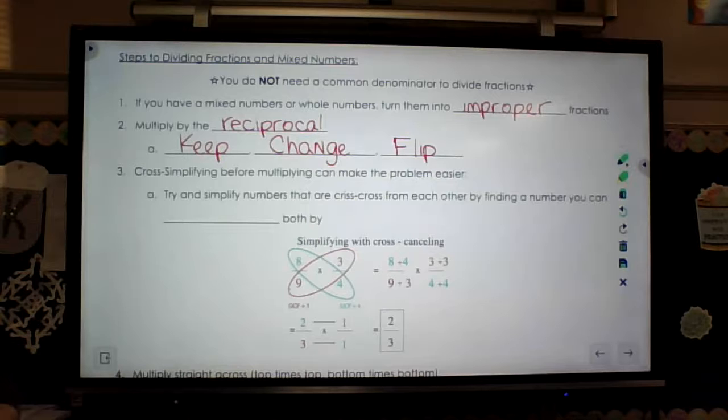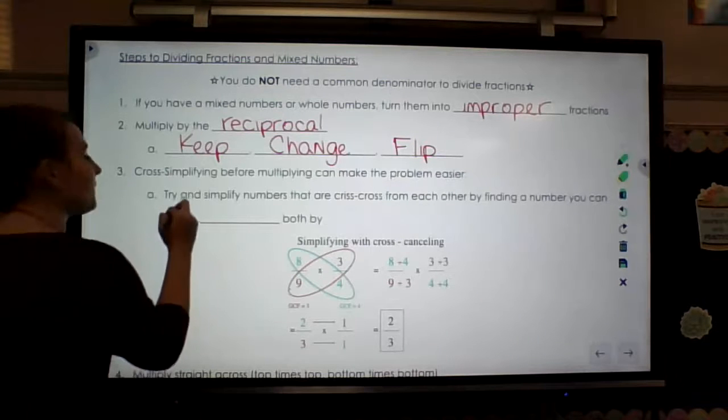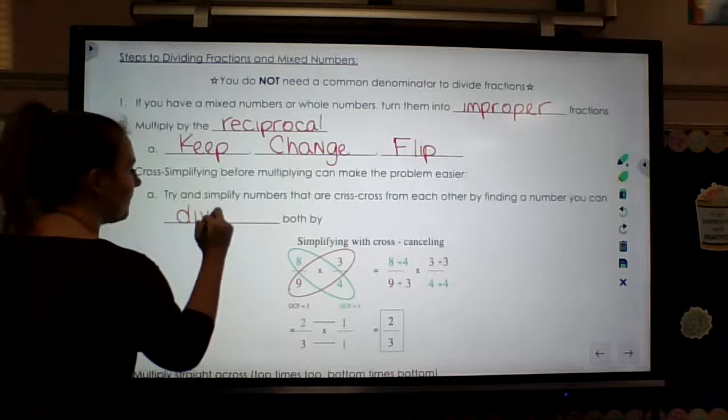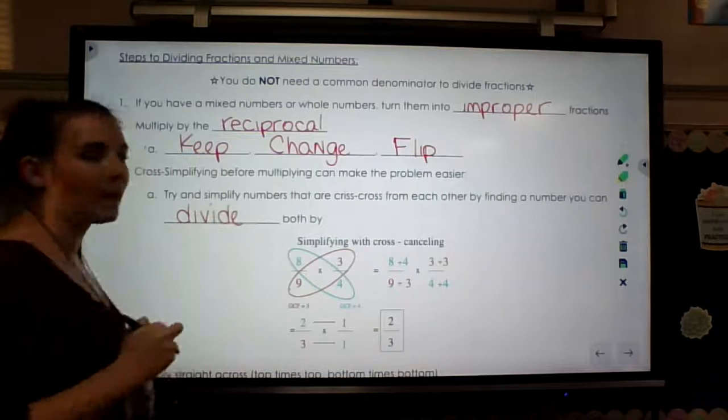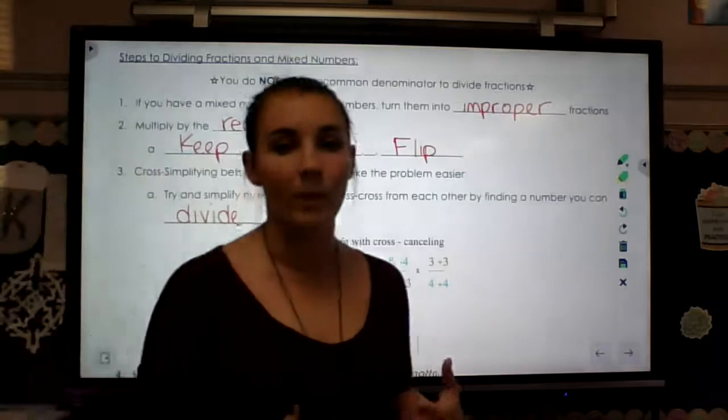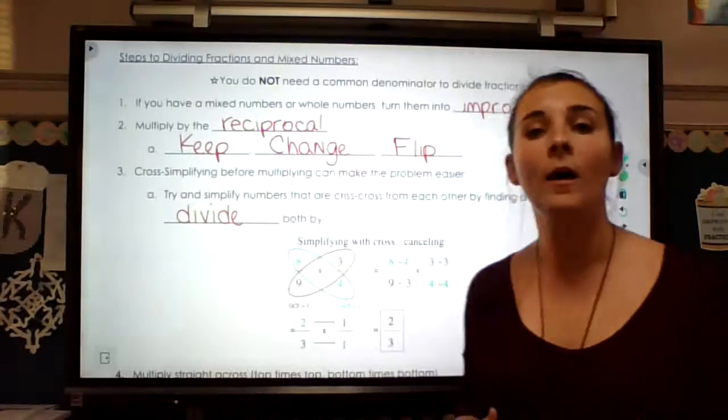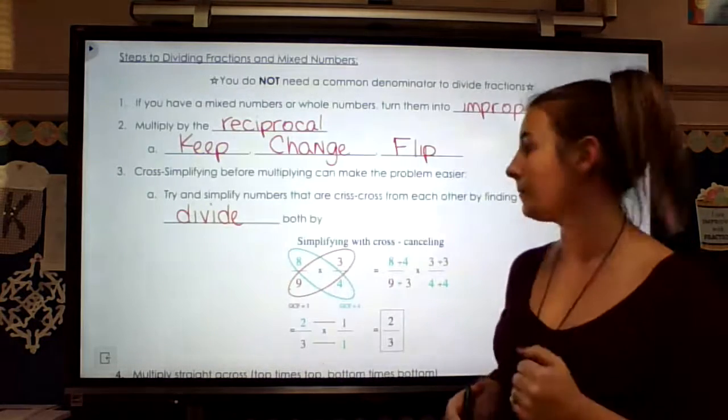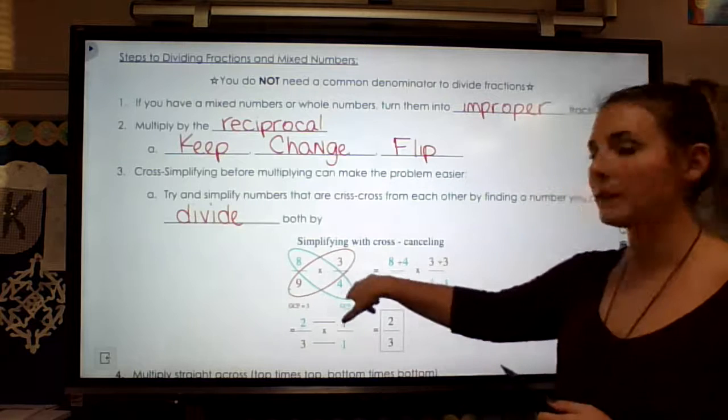At this point, it's a good spot to check to see if you can cross cancel or cross simplify. That's where you're looking at your numbers that are crisscross from each other, diagonal from each other, and you're going to see if you can divide them by the same thing. What this does is it makes your numbers smaller and easier to work with. So it's not something that you have to do, but it does make your problem easier. So this picture here shows you an example of that.